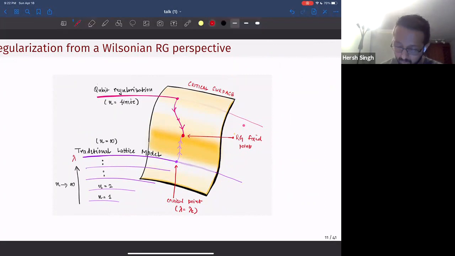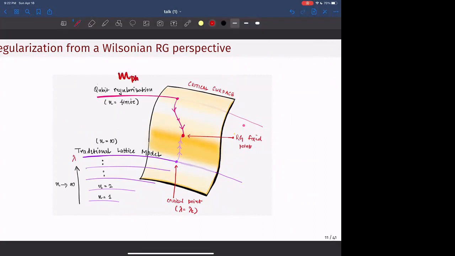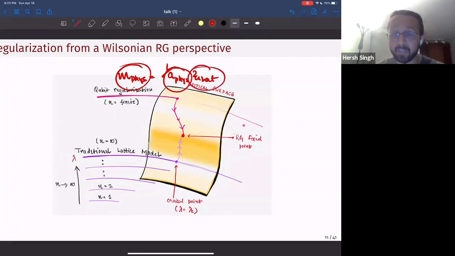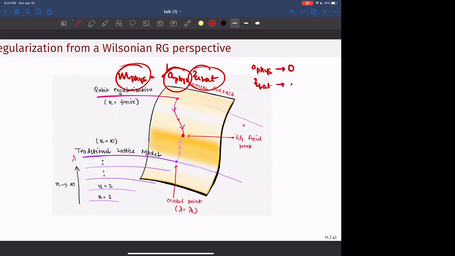So what I was saying is, M physical would be A physical times the correlation length in lattice units, right? If M physical, the physical mass of the theory, is finite, and the lattice spacing goes to 0, then the correlation length in lattice units must diverge. Right? If A physical goes to 0. Okay, now I understand.